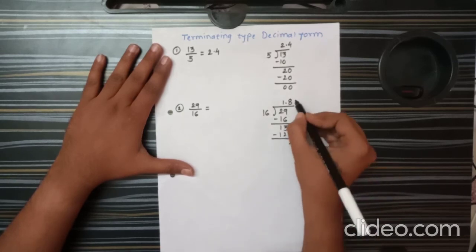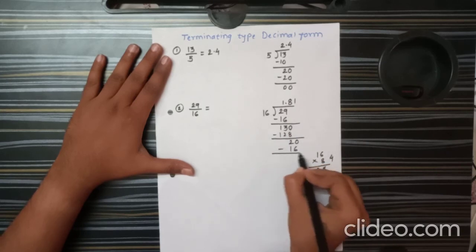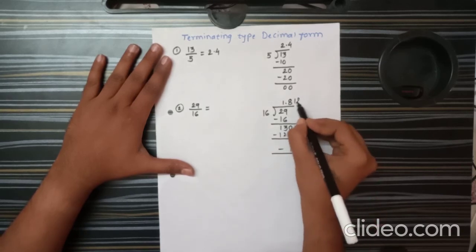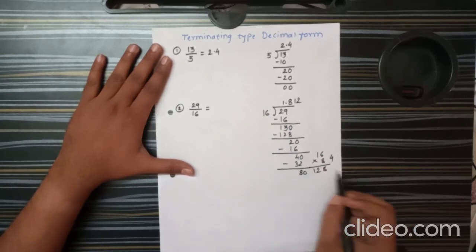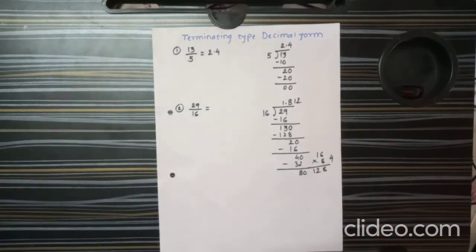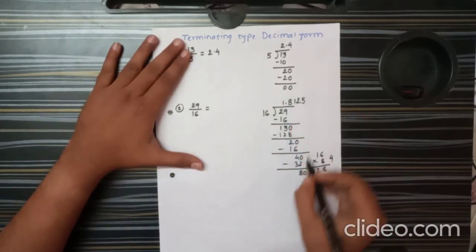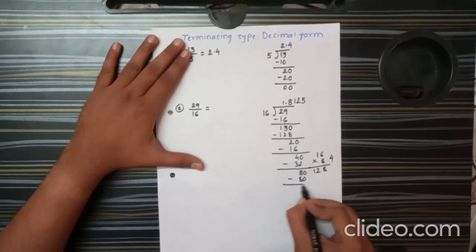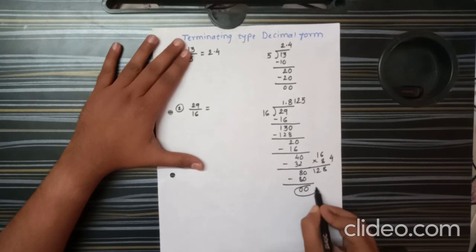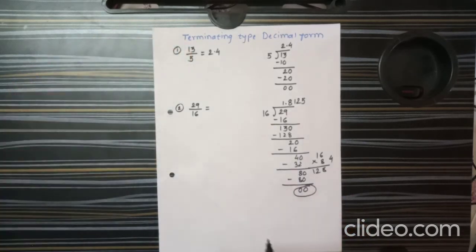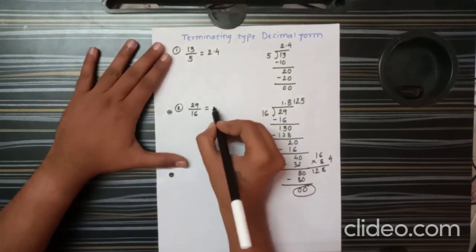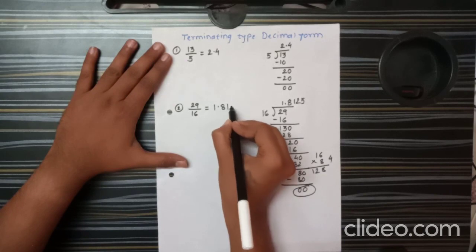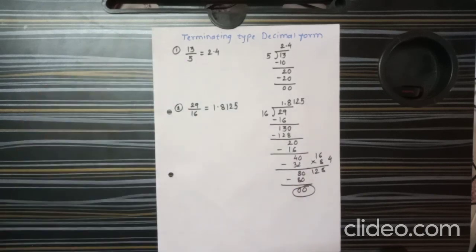Again we have taken 10. 16 ones are 16. Now 16 5s are 80. See, we have obtained the remainder as 0 in this particular case. So this is of a terminating type decimal form. The answer of 29 upon 16 is 1.8125. I hope you have understood this concept very well. Thank you.